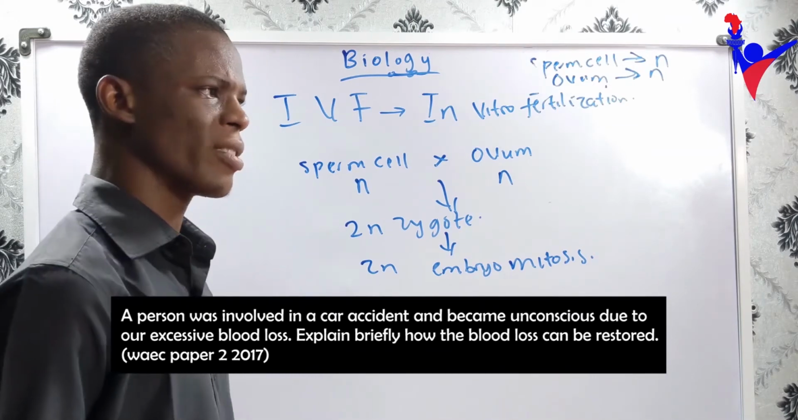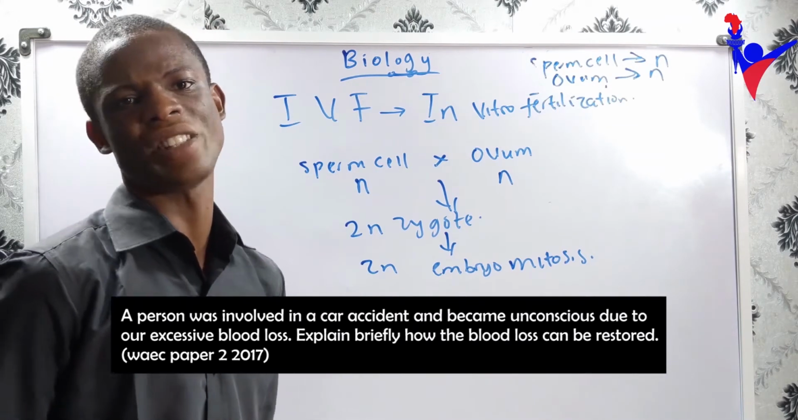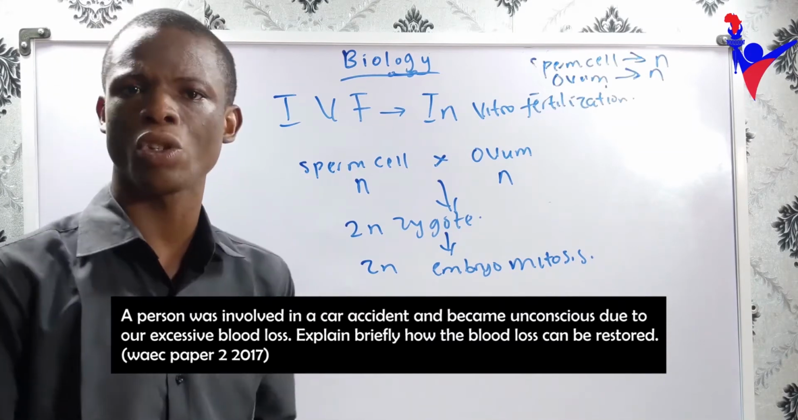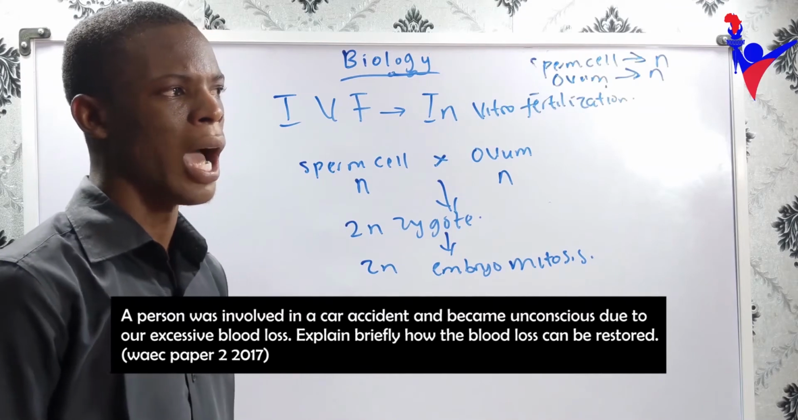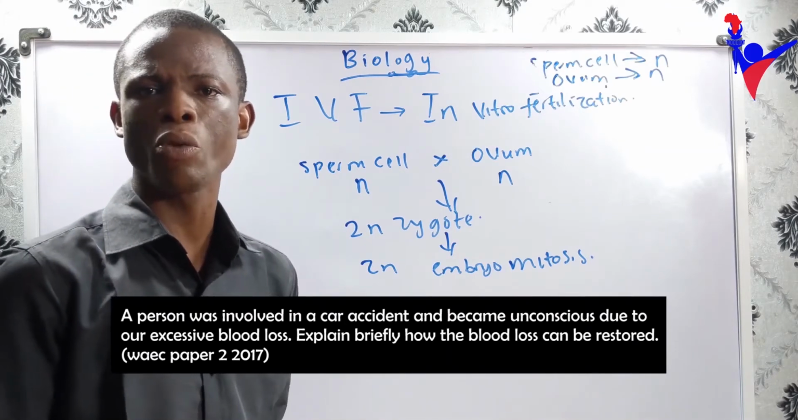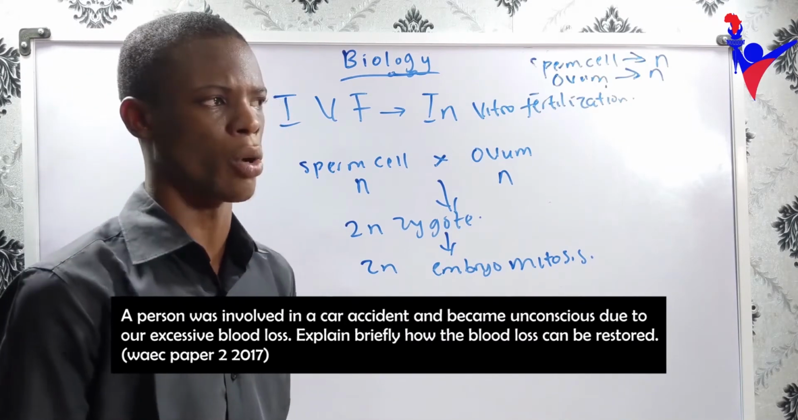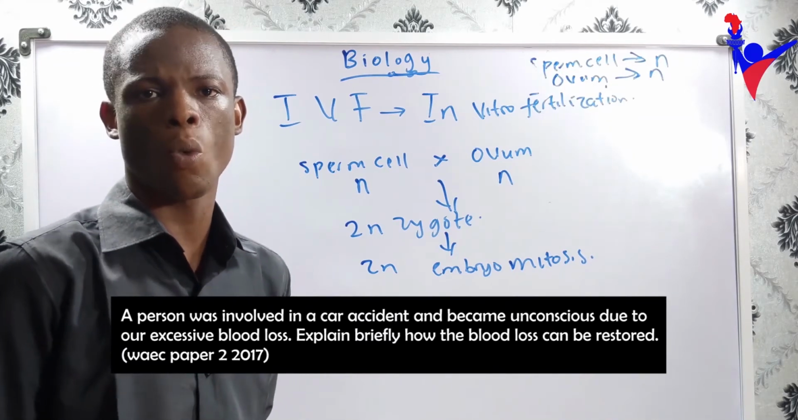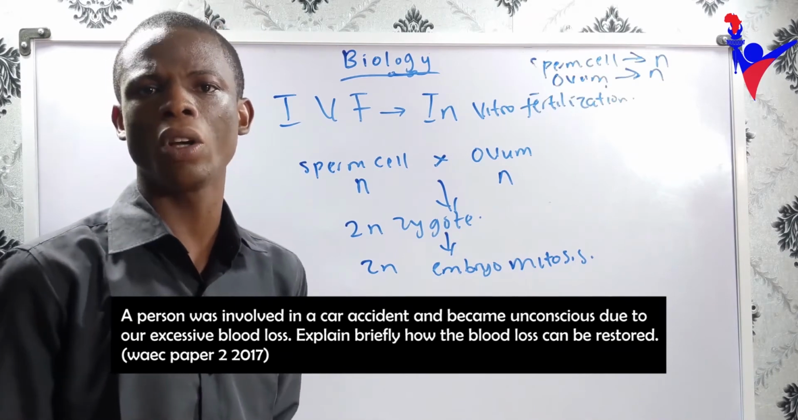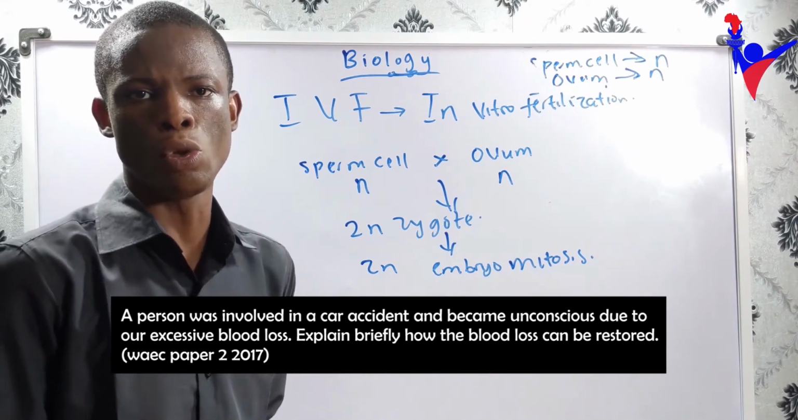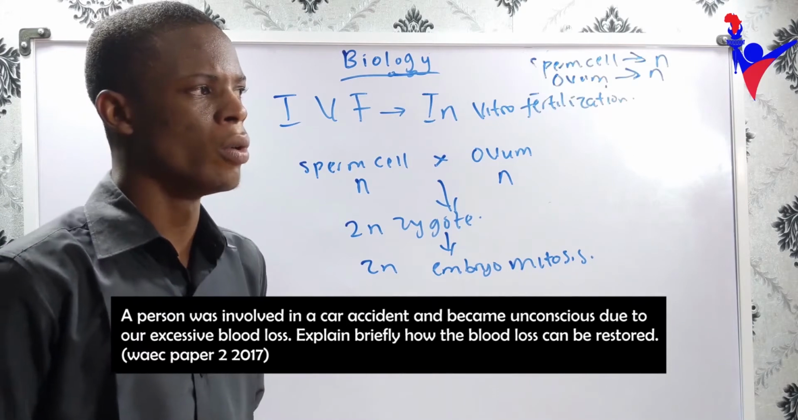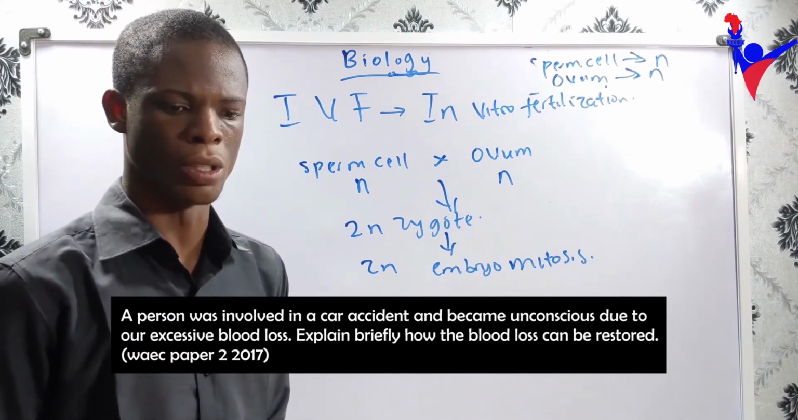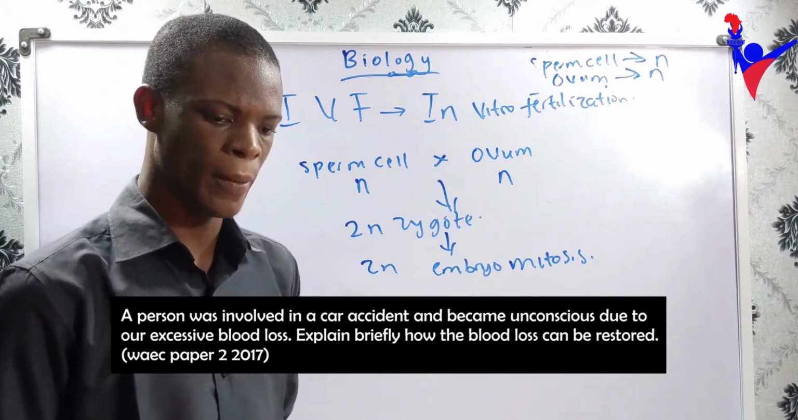So I know a person was involved in a car accident. Imagine you are a witness of a car accident, or a fatal accident has just happened in front of you, and the person was unconscious as a result of excessive blood loss. How could you help salvage the situation, or what is it as a biology student that you can do to help restore blood loss in that critical condition? So how do you go about this?